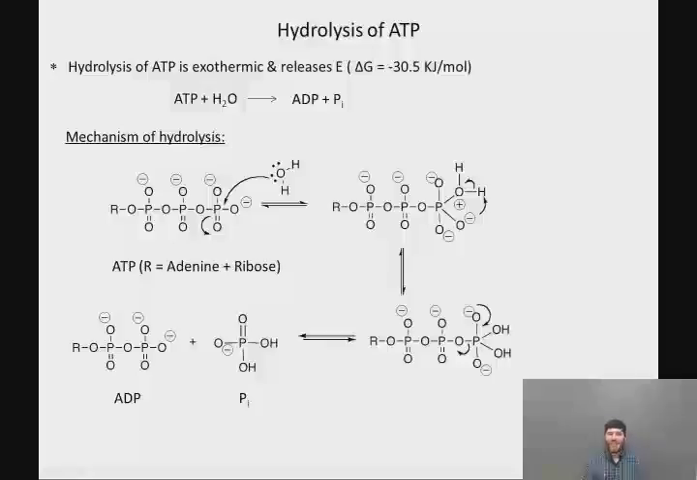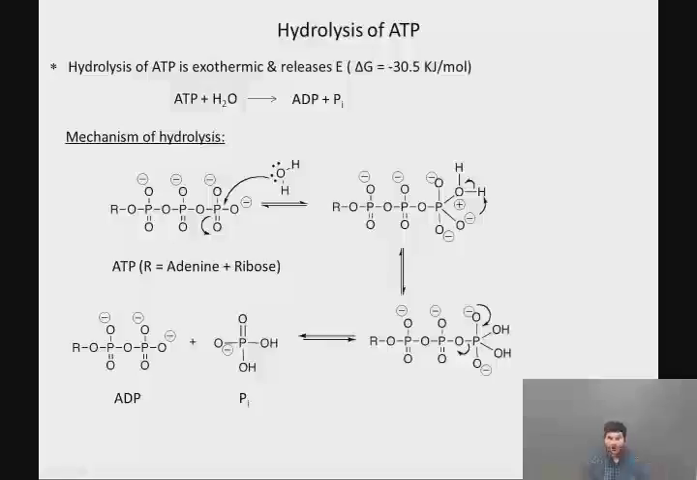Okay, so in the first step, water is going to attack the terminal phosphate. Because remember, what we have to get out at the end of this is ADP, which is labeled at the bottom, and Pi. So there are two phosphates that still have to be bound to the adenine and the ribose. Therefore, it is only the terminal phosphate that's going to come off in this hydrolysis reaction.